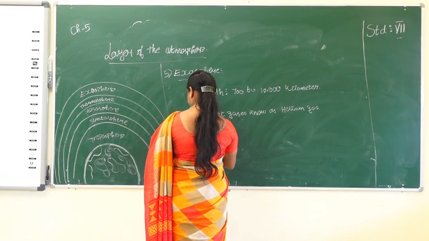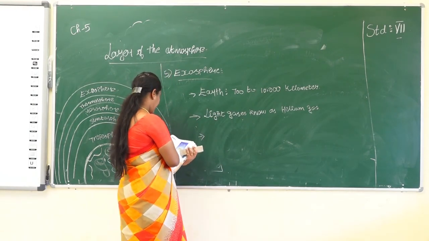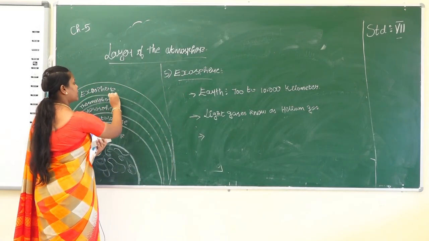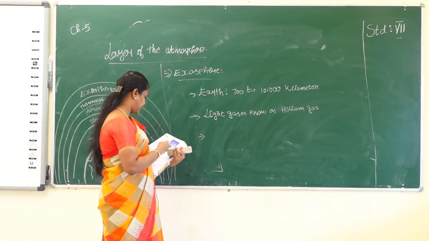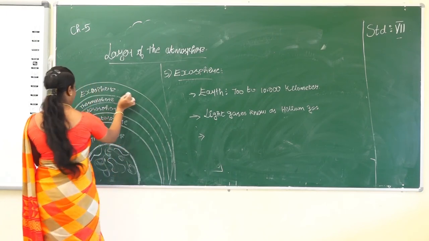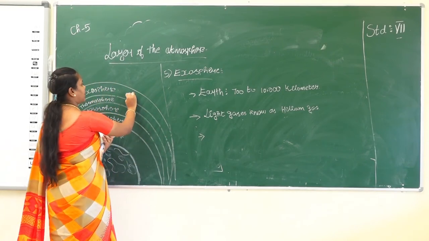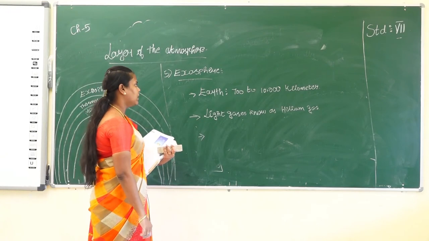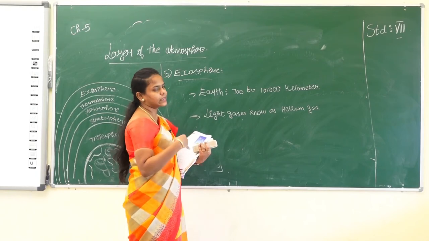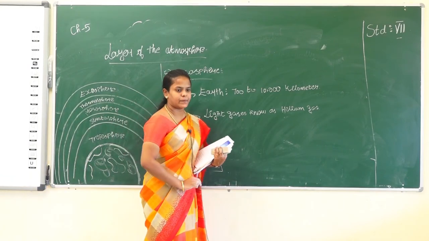Here, the air molecules of the atmosphere are pulled by gravity and escape into outer space, right? From this atmosphere, they escape out of the atmosphere, right? This is what comes with the exosphere, and it is the outermost layer. These are some of the layers of the atmosphere.